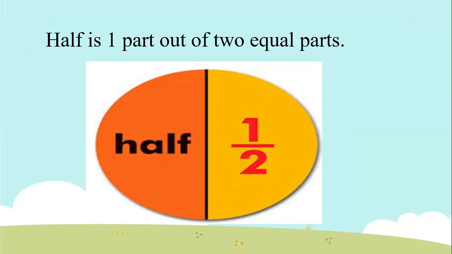Now we write a half: 1, then we draw a line and we put the number 2 at the bottom. So 1 at the top and number 2 at the bottom, half. Half is one part out of two equal parts.